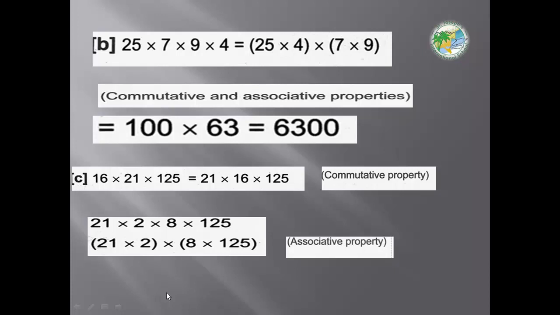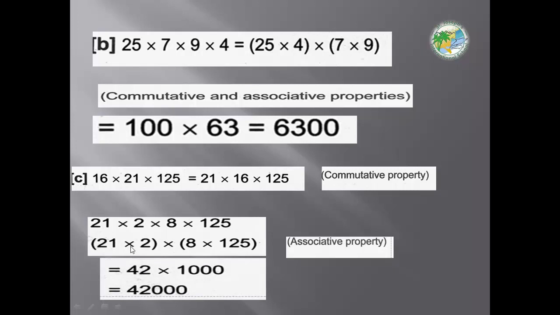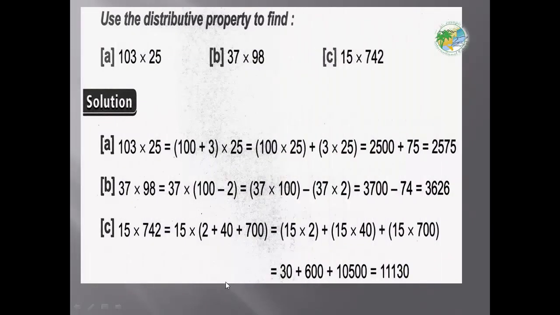Okay, please, Primary 5, don't forget to write the name of the property. Then 1 times 2 equals 2, 2 times 2 equals 4, 42 times 1000 equals 42,000. Now use the distributive property to find 103 times 25, 37 times 98, 15 times 742.